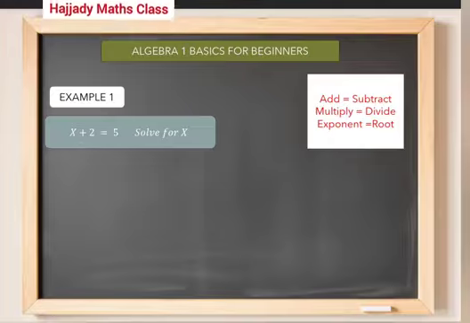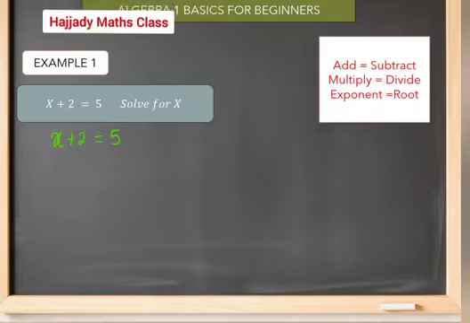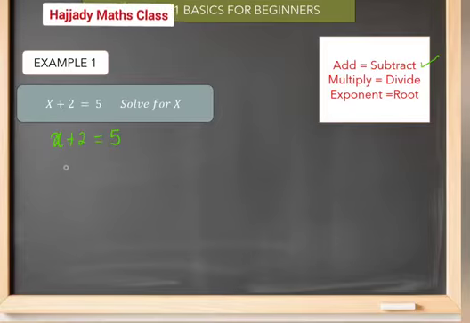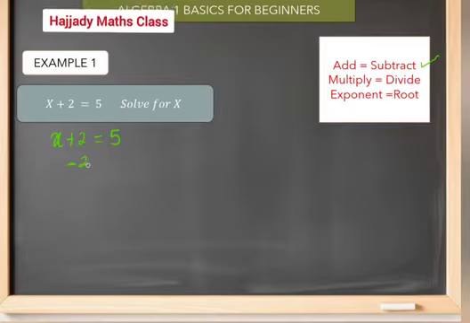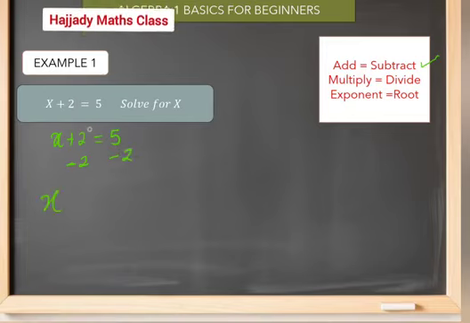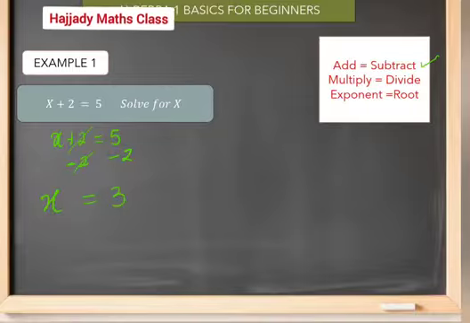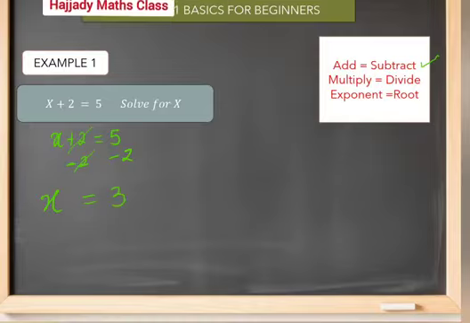Now, to proceed with this, here we have x plus 2 equals 5. Now, we have addition, then we need to introduce subtraction. That is, we subtract 2 from both sides. So on the left side, here we have x, 2 cancels out negative 2, equals 5 minus 2, which gives 3. So this is the rule for example 1.